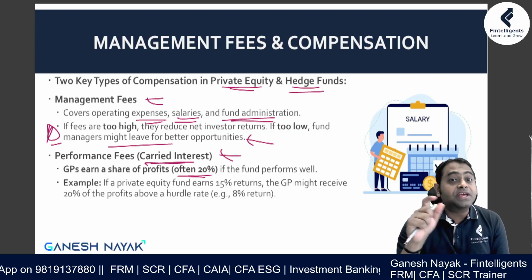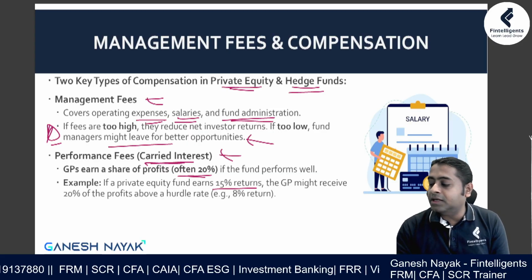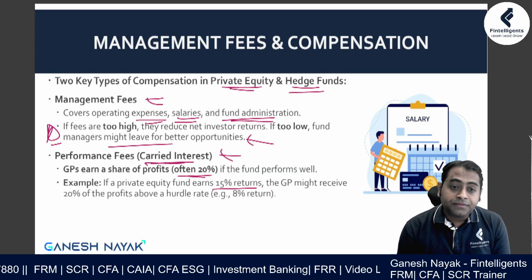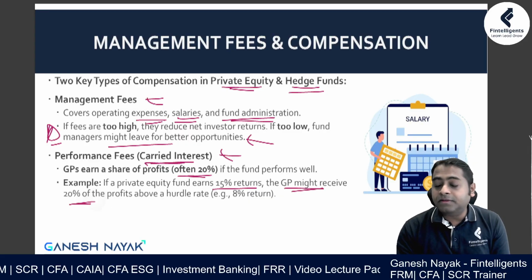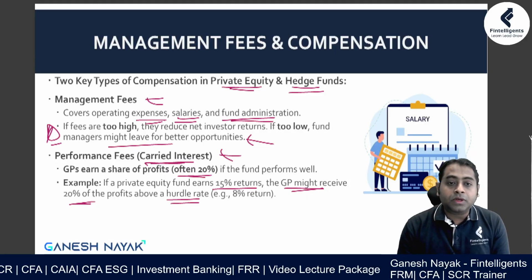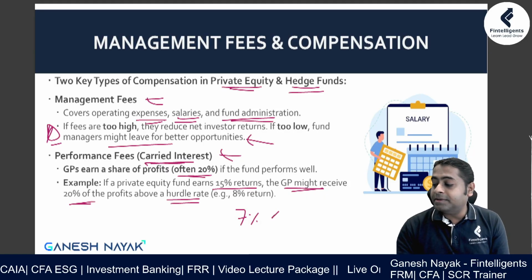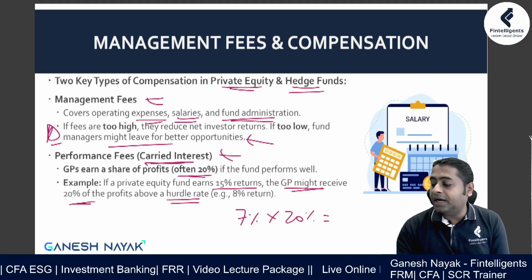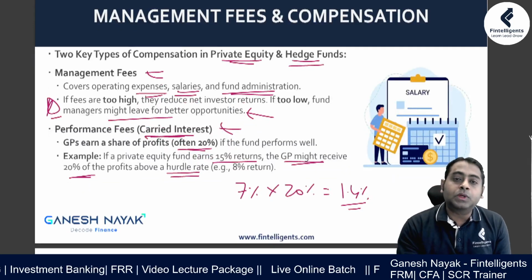Now there can be variations into this. A very simple example is mentioned here. If a private equity fund earns 15%, then the GP will receive 20% of the profit above hurdle rate. So above hurdle rate, how much percentage is there? 7%, and 20% of that, which is 1.4%, is something which will go to the GP.